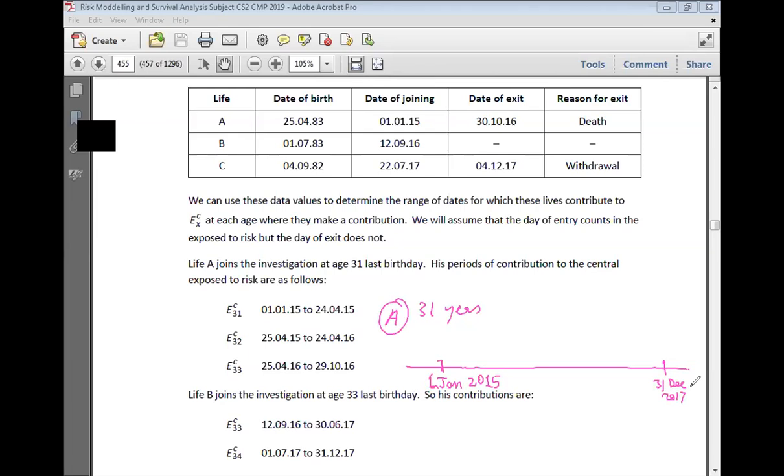Now this particular guy, A guy, is 31-year-old on 1 January 2015. So what are we asked to do? We have to figure out the contribution to EXC of each of these lives. If you're looking at the A guy first, we want to see what all ages this A life lives for throughout our period of investigation. So this person is 31-year-old on the day we start our investigation.